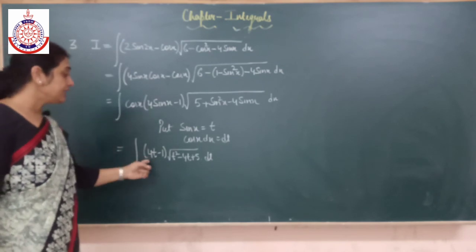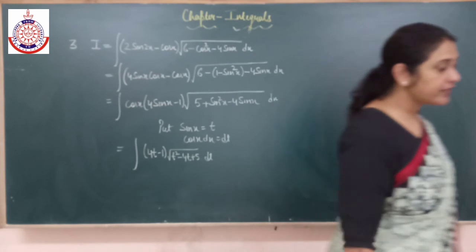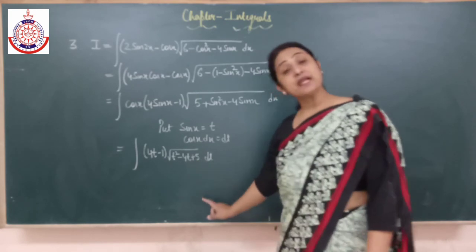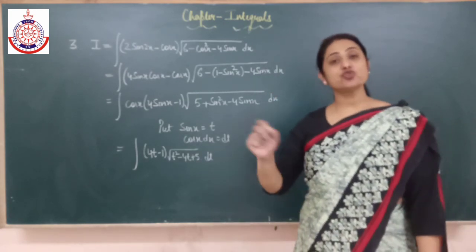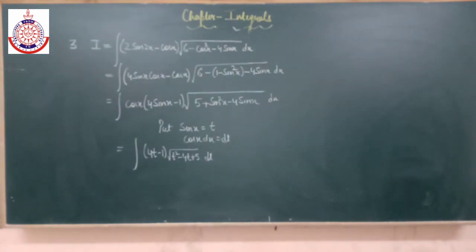What is that? Linear into under root quadratic. So further you have to solve it. We have already done the examples. Alright, we have to write this 4t minus 1 as a into the differentiation of t square minus 4t plus 5, plus b. Then we need to find the values of a and b. The question will fall into shape. So that was all about the topic which we started, the integrals of the type under root quadratic, and the second type, linear into under root quadratic.